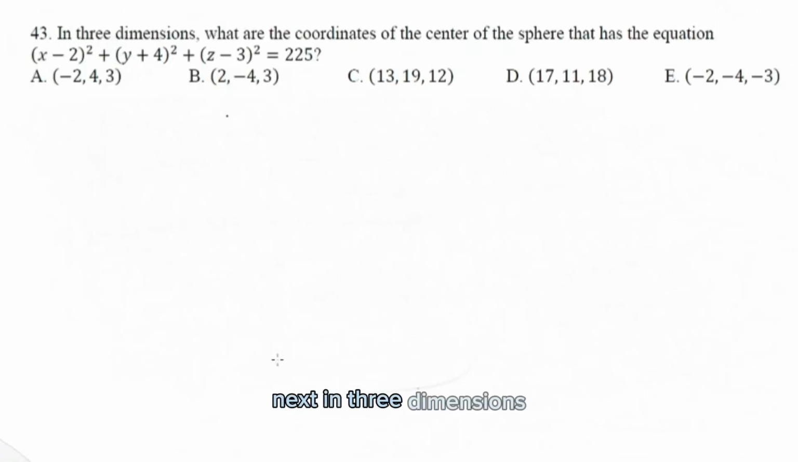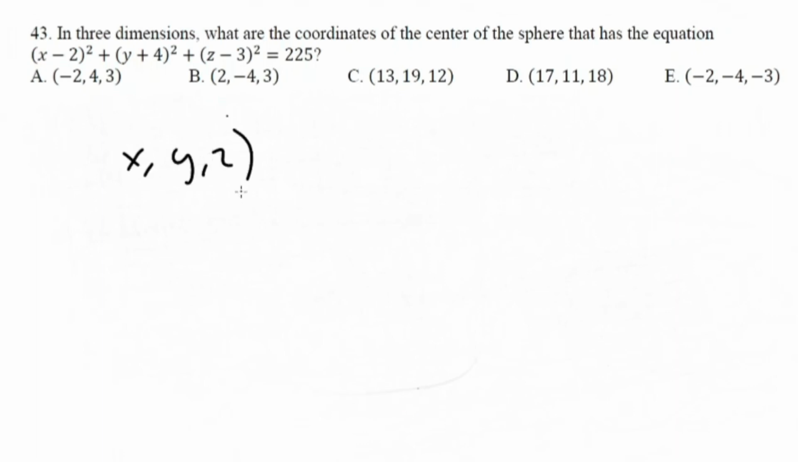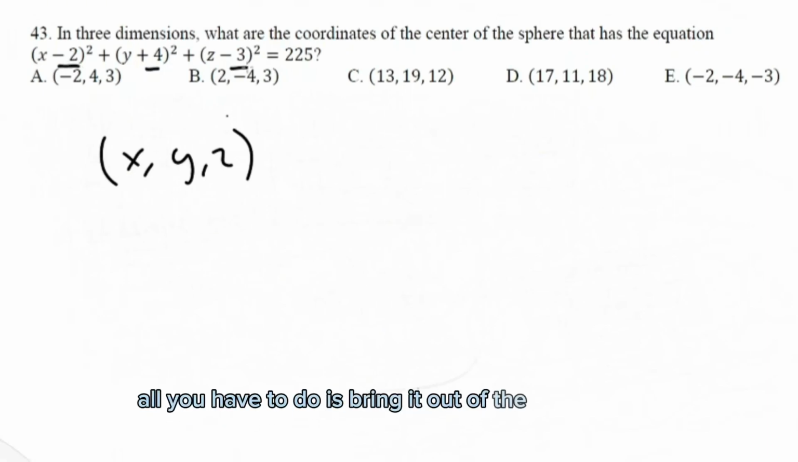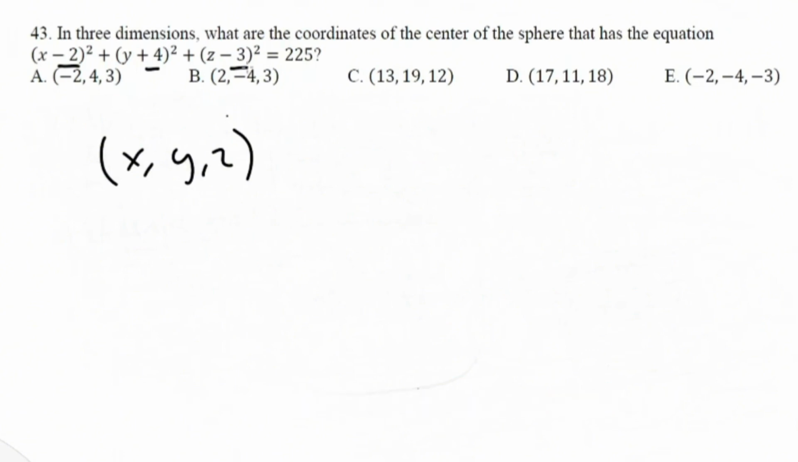Next, in 3 dimensions, what are the coordinates of the center of the sphere that has the equation x minus 2 squared plus y plus 4 squared plus z minus 3 squared is equal to 225? Alright, this is actually very simple because in 3 dimensions you have your x, y, and z. So the way you find that is in this equation you have -2, 4, and -3. All you have to do is bring it out of the parentheses and change the sign, and then you get your x, y, and z value.